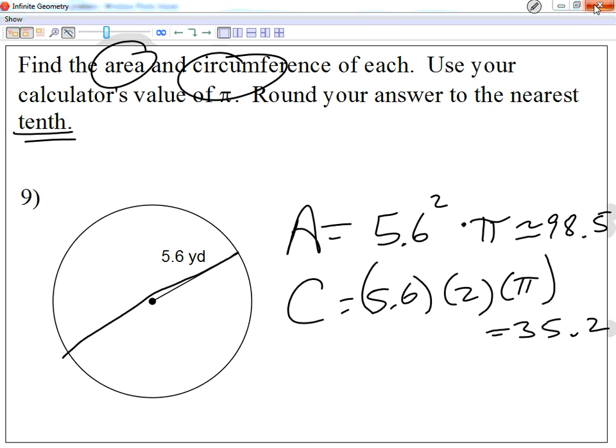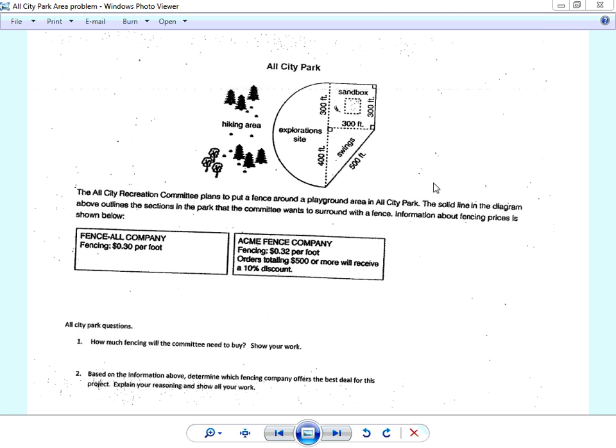Alright, now on the back side, I'll let you guys figure this one out. Just to read this, there's a park. You guys can see my park. What this says is we're going to put a fence around it. So don't put a fence inside the park. Only around it. You guys need this measurement, this measurement, this measurement, and around here. Right? We want to put a fence around it.